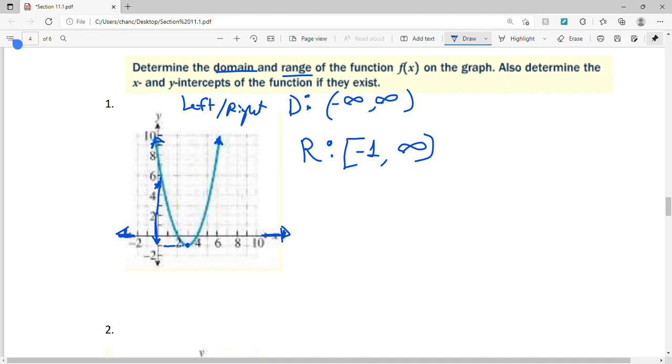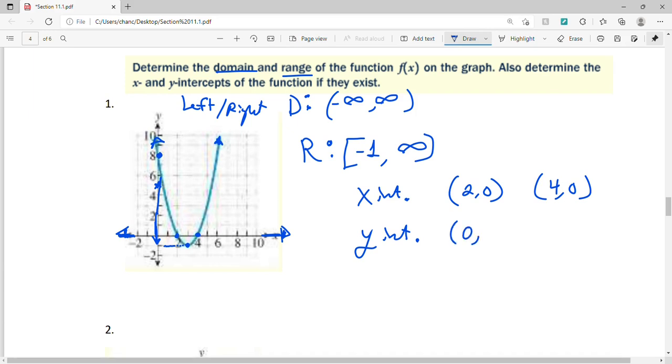The problem also wants us to find the x-intercept. Well, we have 2 here. There's 2 x-intercepts. Let's call them 2, 0, and we'll call the other one 4, 0. What is the y-intercept? Well, that's where it crosses the y-axis, and it looks like, according to this picture, the y-intercept is the point 0, 8.